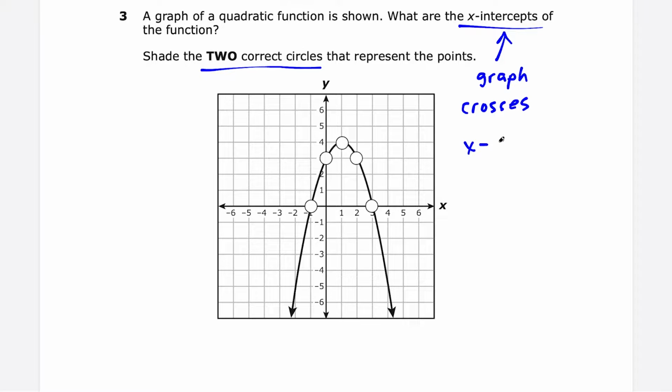If we look at the graph here, we can see the x-axis is over here and the 2 points are going to be located here and here. If we had to actually write the coordinates, this would be the point -1, 0. And the second point over here would be the point 3, 0. But all we have to do is shade the two circles. So these would be our 2 points.